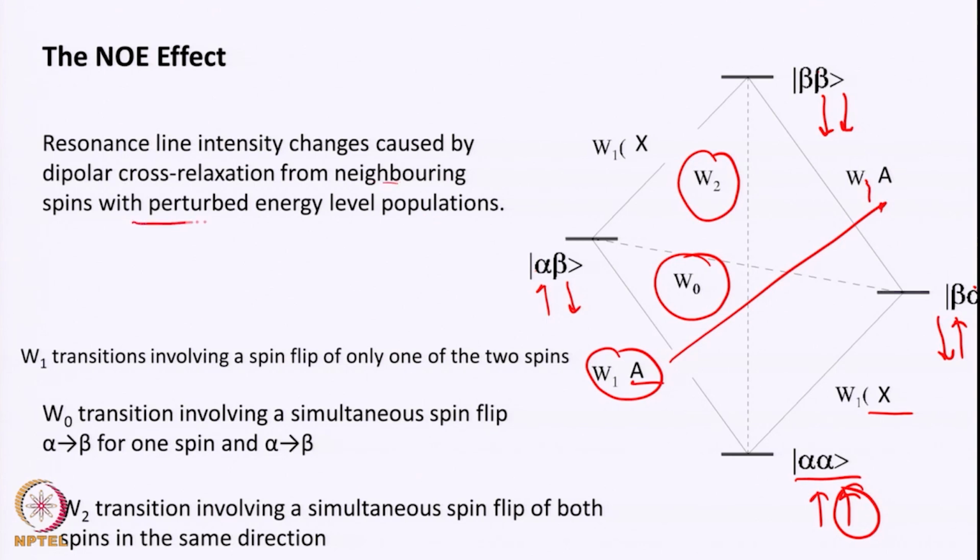So, from the neighboring spin with a perturbation, the energy level population changes, and we have seen previously that because of this relaxation the population redistribution happens. In omega 1 only one spin is flipping, and in omega 2 both spins are flipping. That is the transition probability for omega 1, omega 0 and omega 2, which we had discussed in the previous class.